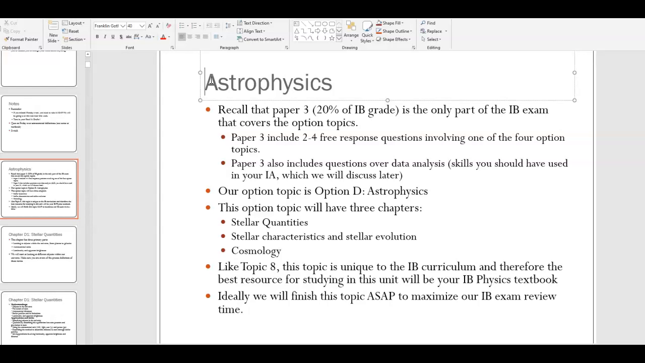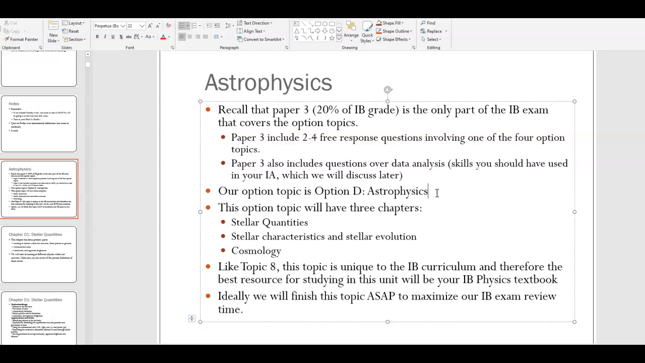So the way that the option topics are assessed on the IB exam is you have paper 1 and paper 2, which cover the 8 core topics, and then you have paper 3, which is 20% of your IB grade. Paper 3 includes some free response questions and also some data analysis questions, which we can talk about later. But the 2 to 4 free response questions are over one of the 4 option topics. Of course, since we're doing astrophysics, that's option D, you would only answer the questions over option D.